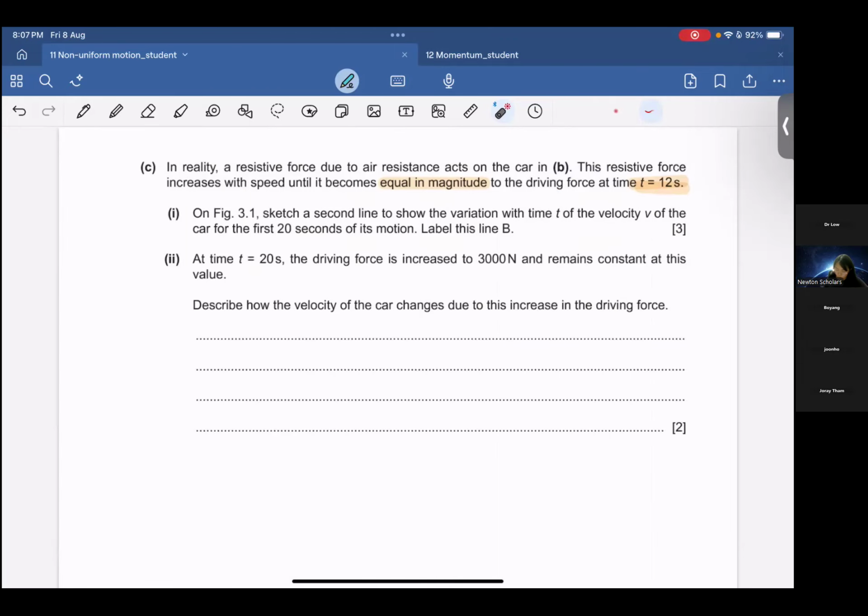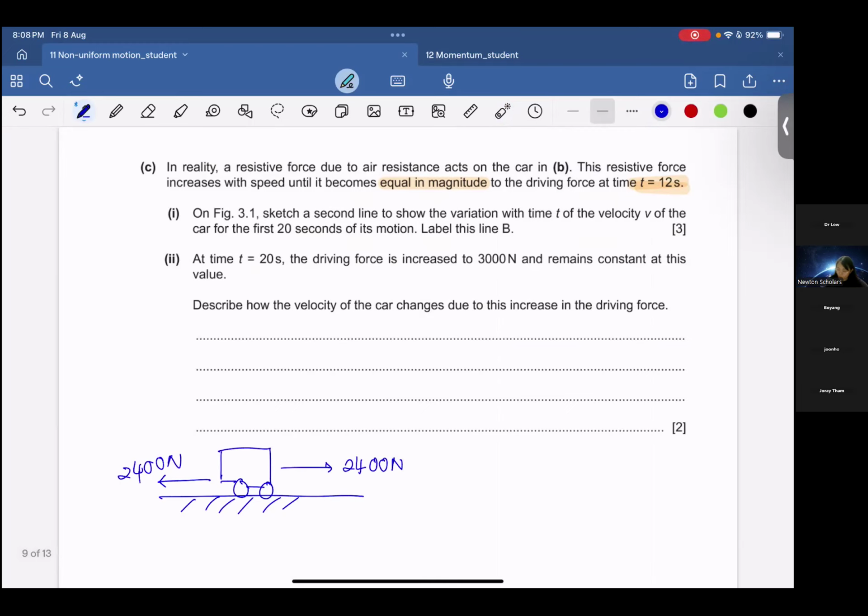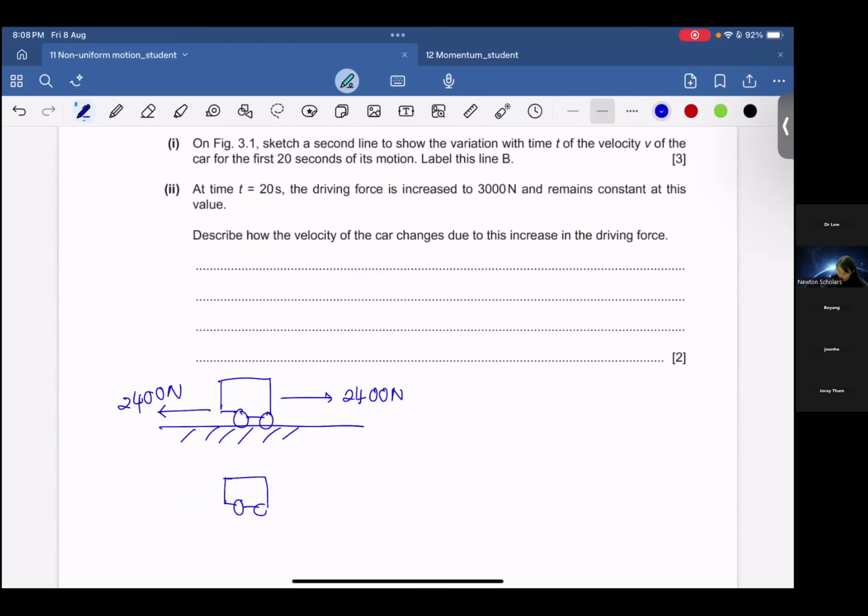At time equals 20 seconds, the driving force increases. Okay, at the start, let me have a look. Starting just now, we said that it was moving forward with 2,400 newtons. Then after that, air resistance increases to balance. Okay, just now the case was like this. Right now, after 20 seconds, this force becomes 3,000 newtons. So this one was just starting, still 2,400. Suddenly we accelerate. Okay, suddenly we move it faster.